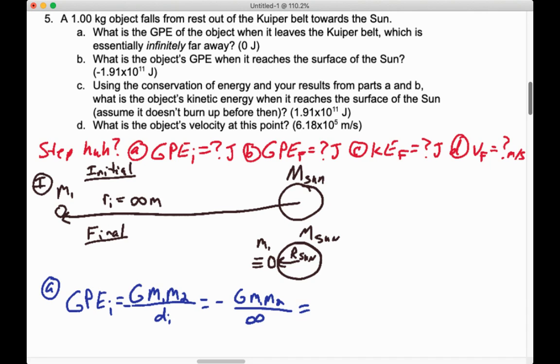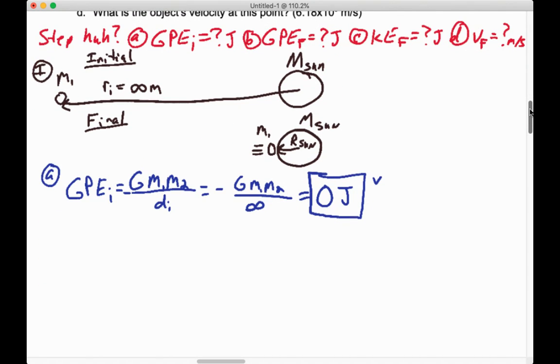So what do you get when you divide anything finite by something infinite? You get 0. And for completeness, let's call it 0 joules. Technically, it would be a very small negative number, but it's so close to 0, let's just call it 0. So 0 joules is our answer for this part.